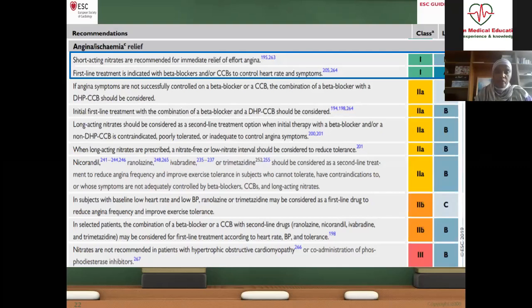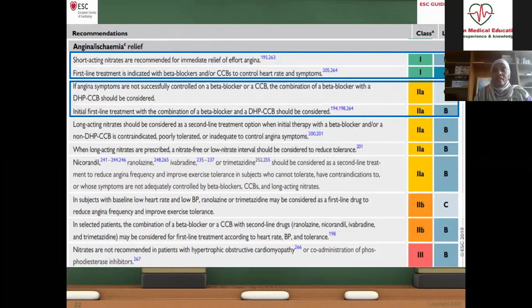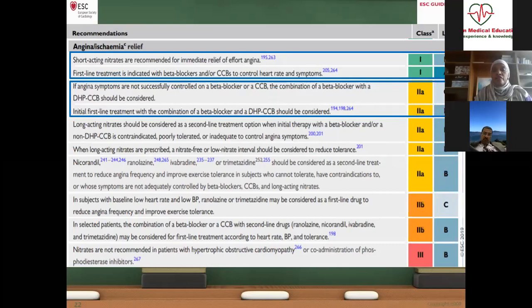Next. So this is just from the pre-existing guideline, with emphasis on the new update. The guideline says if the symptoms of angina are not successfully controlled with beta blocker or a calcium channel blocker, the combination of beta blocker with dihydropyridine calcium channel blocker should be considered, and this is class 2A. And it's also recommended as class 2A that an initial first line treatment with the combination from the start in certain patients. So certain patients, you might need to start them with a combination of the dihydropyridine calcium channel blocker and the beta blocker.